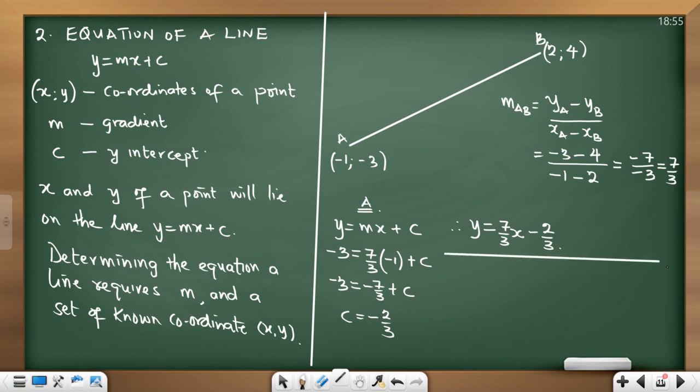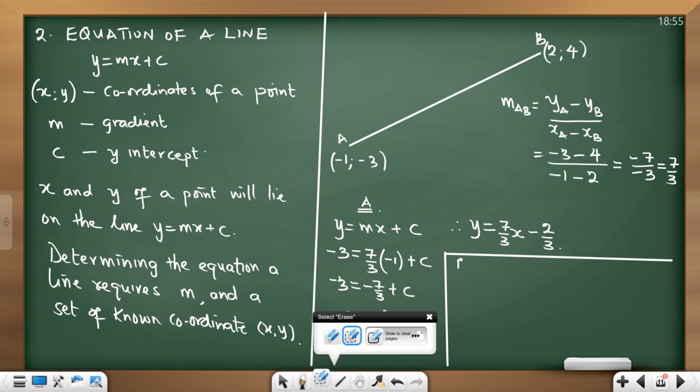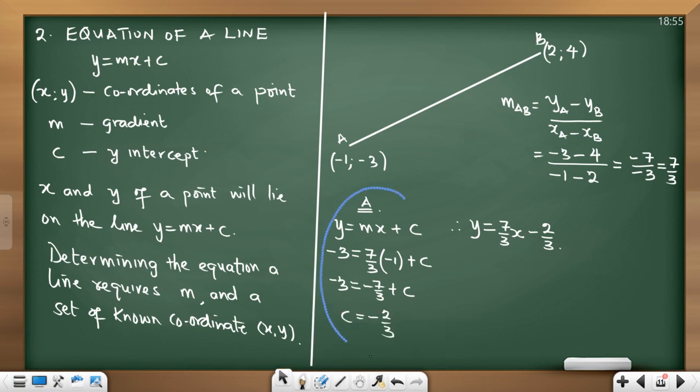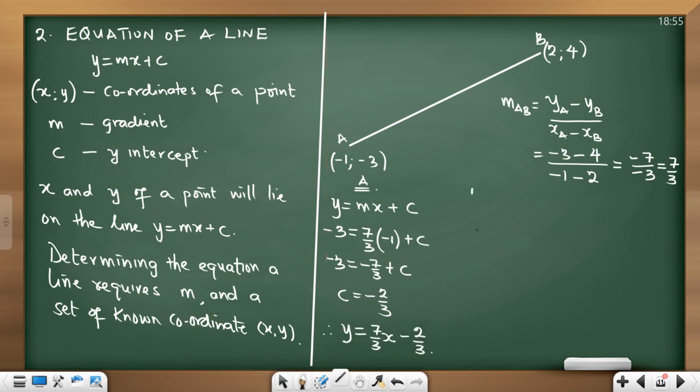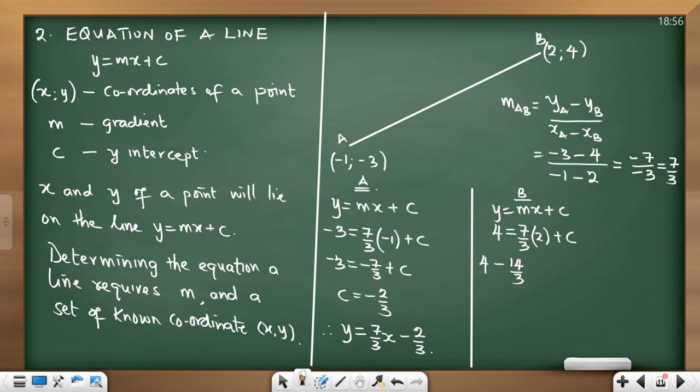Let's show that so that everyone is comfortable with choosing either of the two points, A or B. If I use that of B, I'm just going to squeeze this in here. Let's put A here and bring this equation right underneath. Beautiful. Now let's use the coordinate of B. With the same equation, y equals mx plus c. What is the y value? 4. What is the gradient? 7 over 3. The x value is 2. Okay, that will give us 14 over 3. 4 minus 14 over 3, and what will that give us? That will give us actually 12 over 3, minus that. So you will see that c is still negative 2 over 3. Therefore, y equals 7 over 3 x minus 2 over 3.